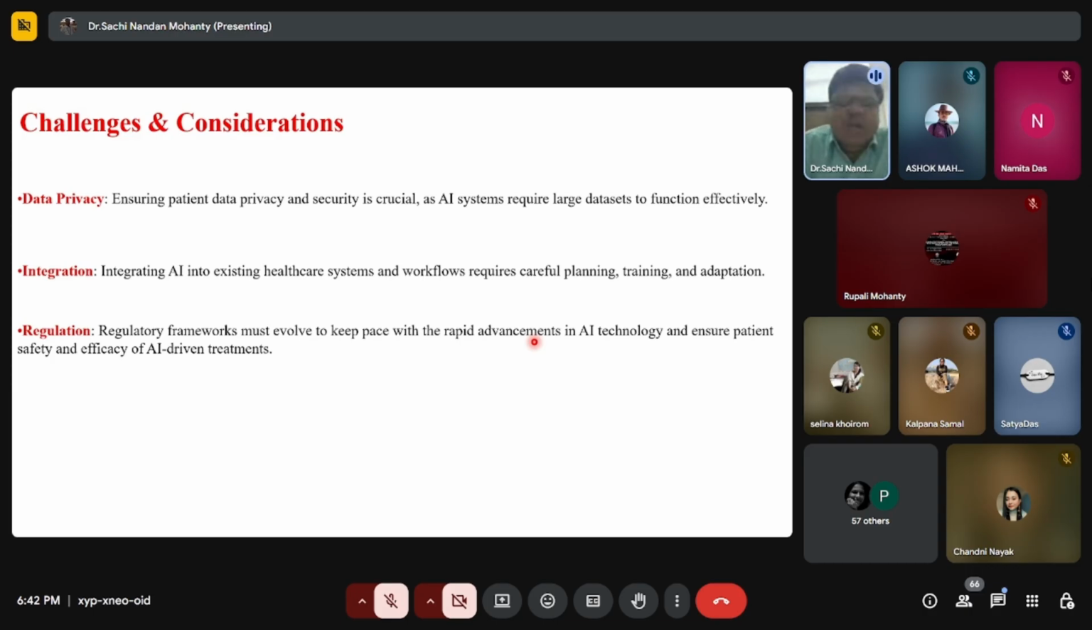So what are the treatments being given on the basis of AI? How should the regulatory framework be developed? There should be a regulatory framework for particular patients, and that is a challenge and consideration nowadays.